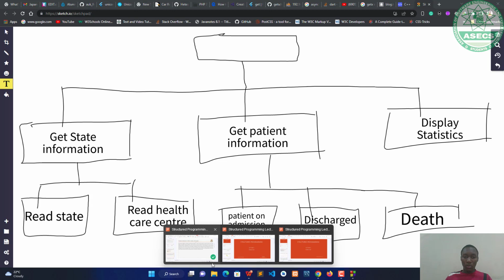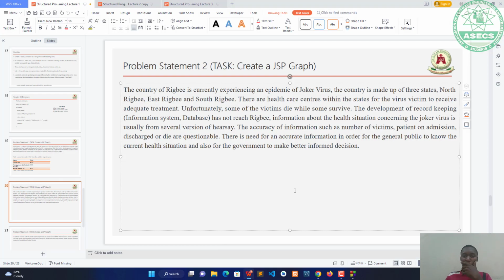So I'm sure we have solved this problem. Number of victims, patients on admission, discharged or dead. There's a need for accurate information for the general public to know the situation and also for the government to make better decisions.